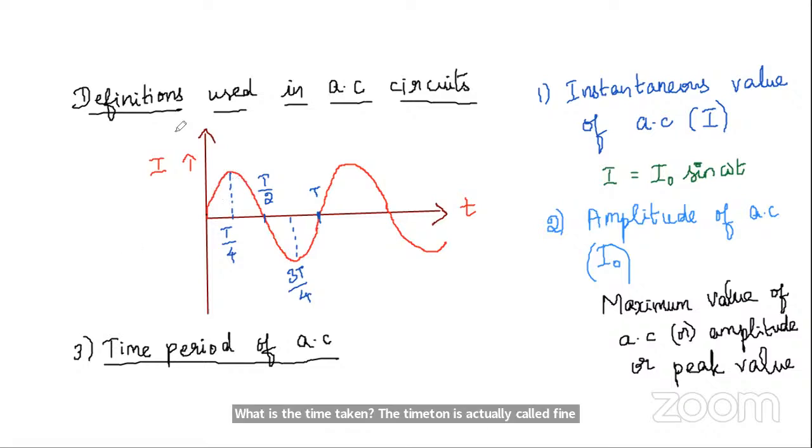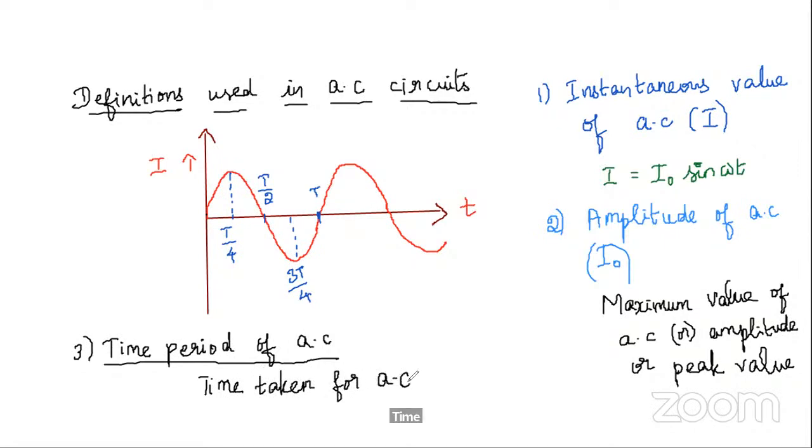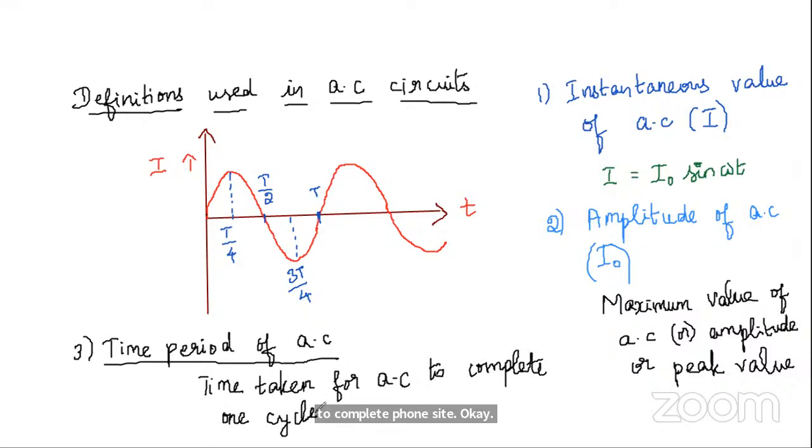So now we shall define it. The time taken for AC to complete one cycle is called time period.